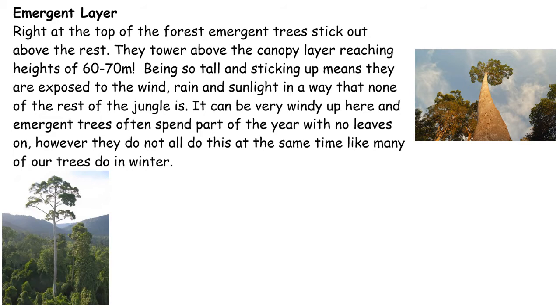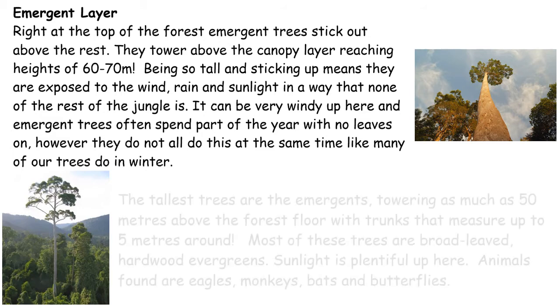It can be very windy up here, and emergent trees often spend part of the year with no leaves on. So can you see the greenery is a lot thicker below those trees? These ones, the word I would use is sparse, that means less. Okay. However, they do not all do this at the same time, like many of our trees do in the winter. But you can see how the harpy eagle would have plenty of room to perch on those branches and swoop down on its prey in the canopy.